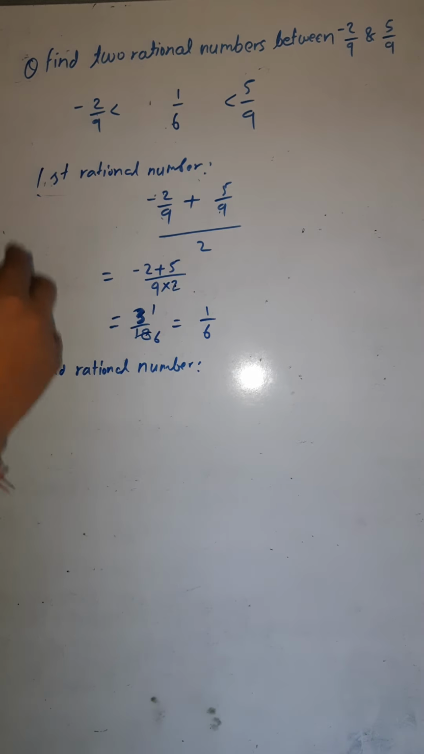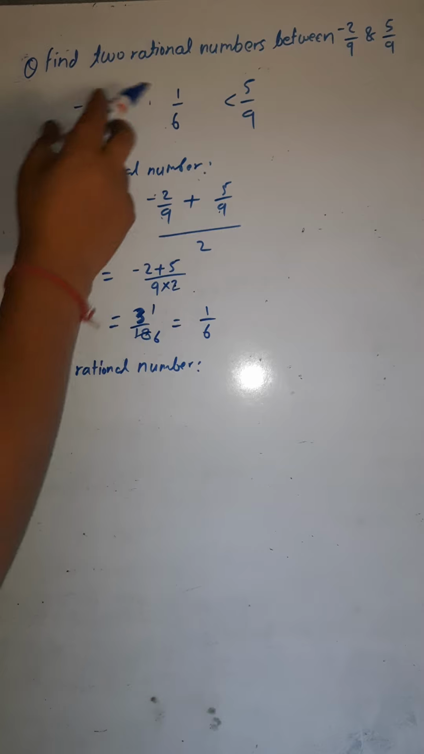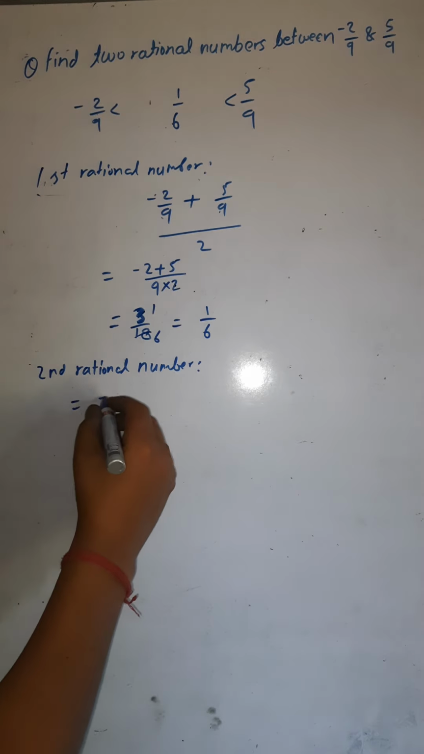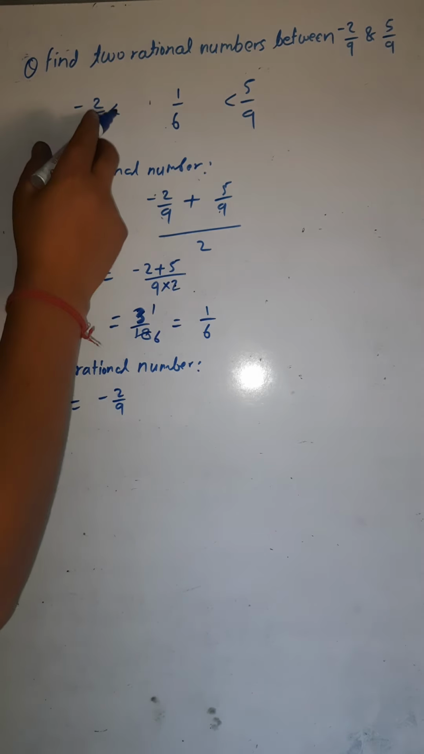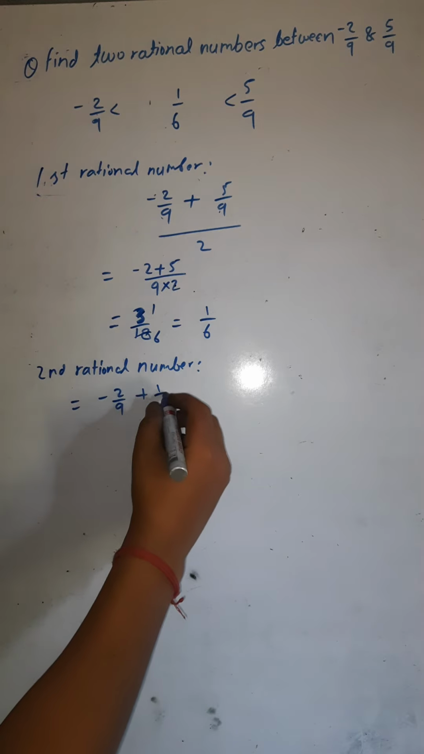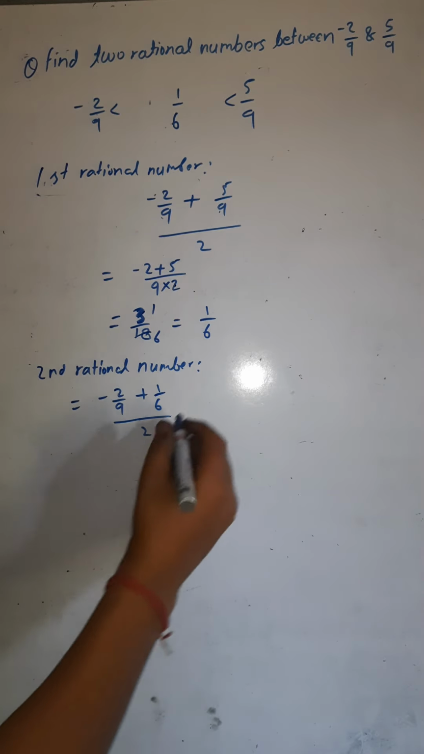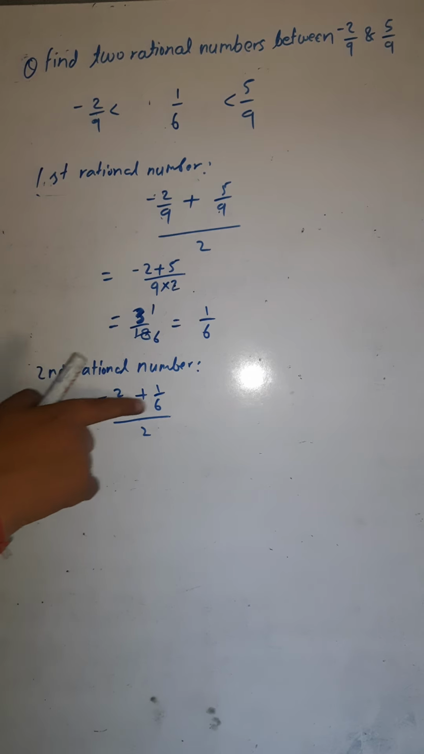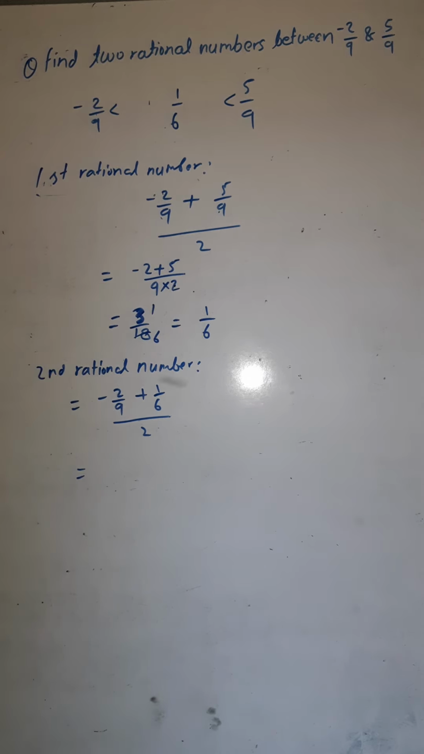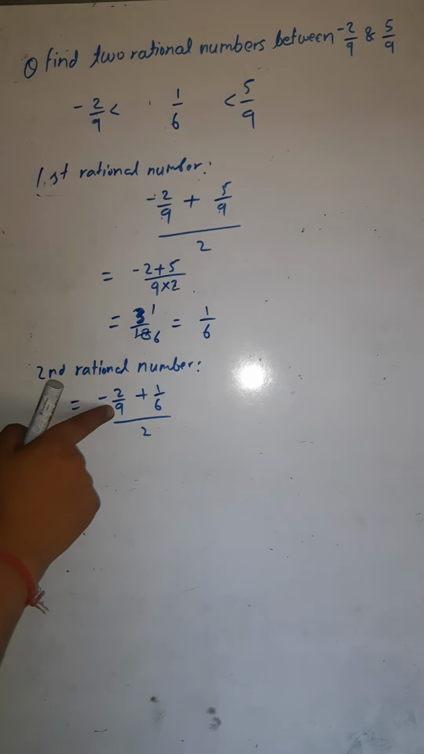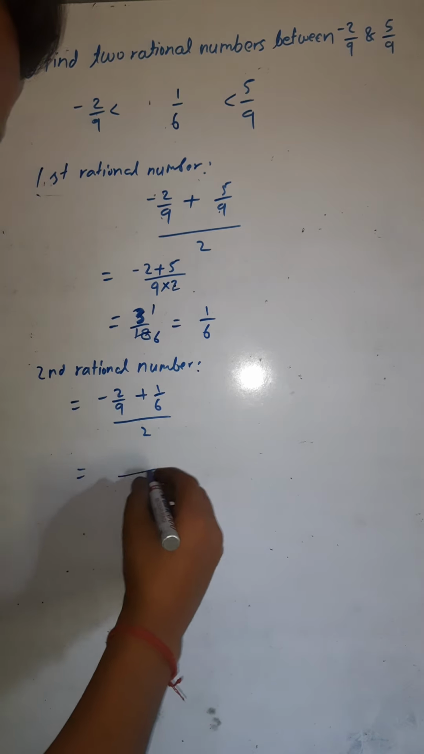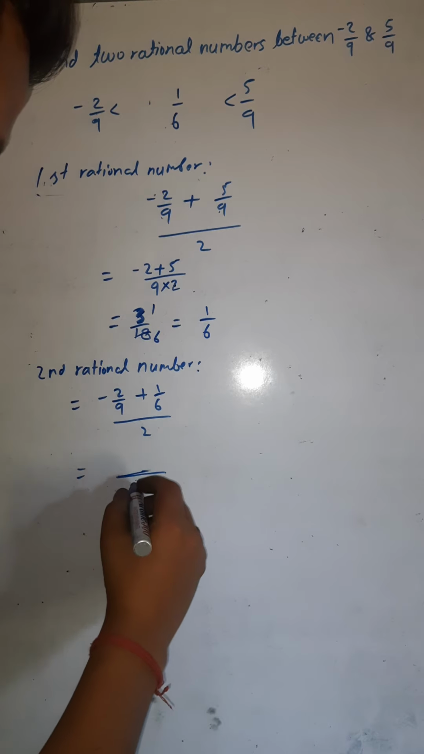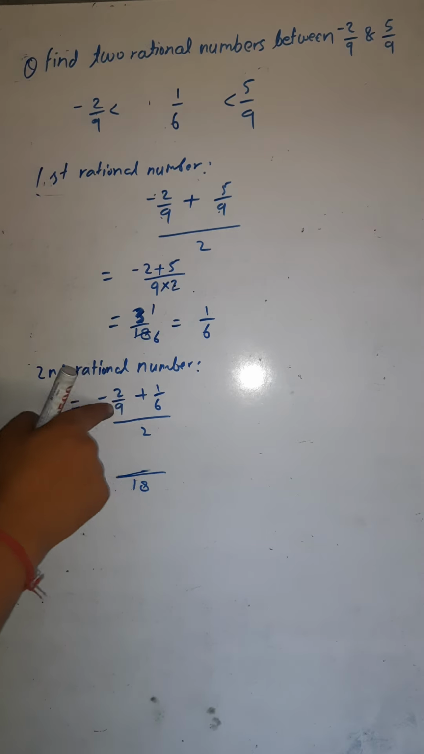Second rational number. For finding the second rational number, I would take the mean of this and this. So the answer would be minus 2 by 9 plus 1 by 6, going to divide it by 2. Just solve this, you would get your answer. So what would be the LCM of 9 and 6? LCM of 9 and 6 is, yes, tell me, 18? Yes, obviously it is 18. I am taking the LCM of both the digits here. 18 is the LCM of 9 and 6.